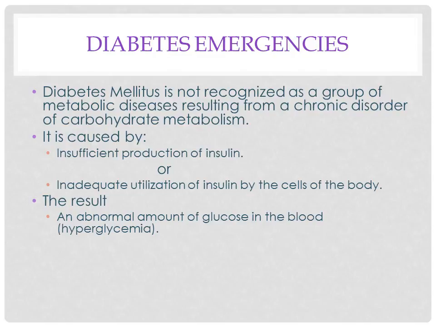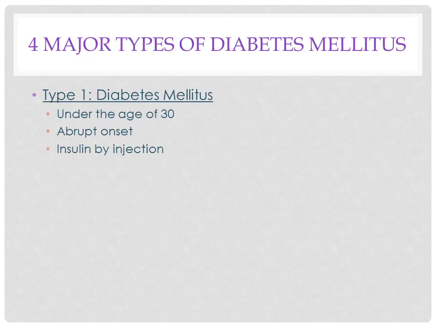Diabetes emergencies. Diabetes mellitus is recognized as a group of metabolic diseases resulting from a chronic disorder of carbohydrate metabolism. It is caused by insufficient production of insulin or inadequate utilization of insulin by the cells of the body. The result is an abnormal amount of glucose in the blood, or hyperglycemia.